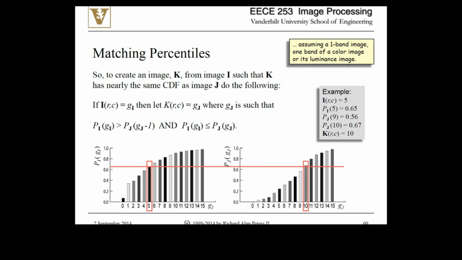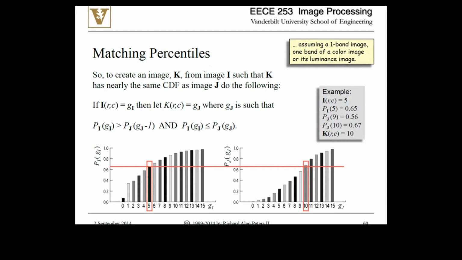Okay, so the corresponding GI goes to GJ if the CDF at GI is larger than the CDF at GJ minus 1, and the CDF of GI is smaller or equal than the CDF of GJ. Okay. So I have to formalize that and give precise rules. But the idea is clear.